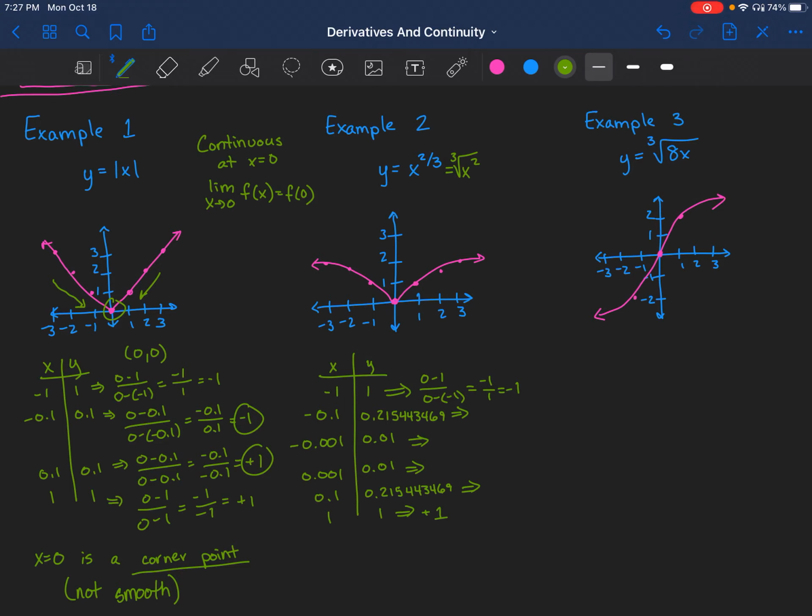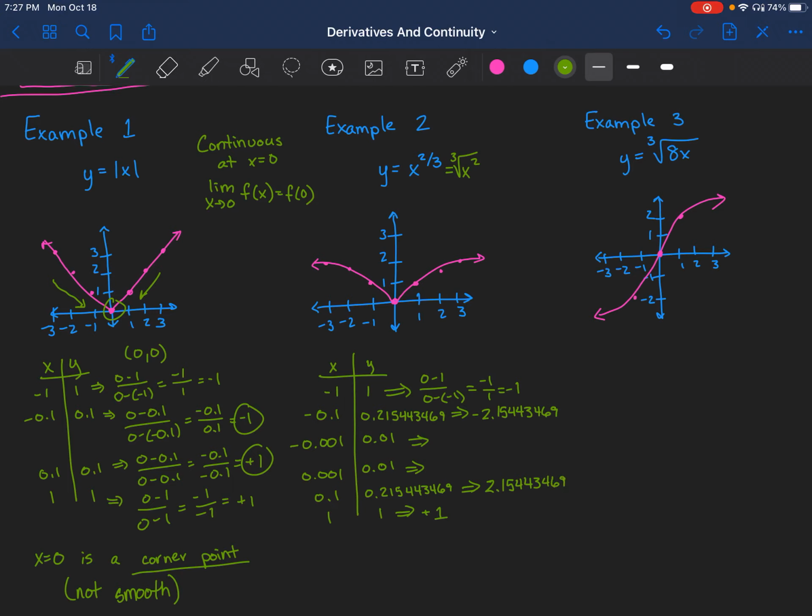So let me do that. 0 minus that answer divided by 0 minus negative 0.1. I get an answer of negative 2.15443469 as my answer. But if I did it with the positive, I actually get positive 2.15443469. And the question is, what happens if I do the other one?